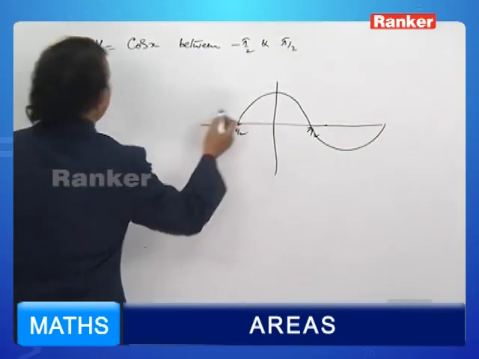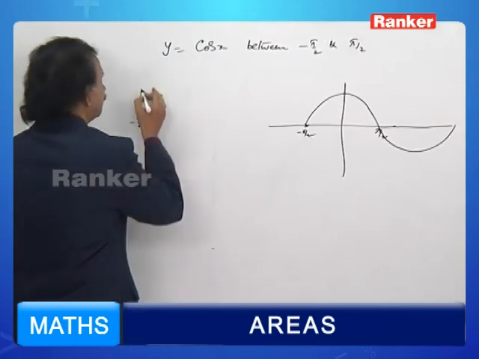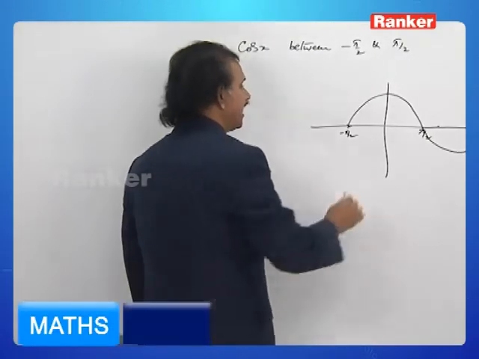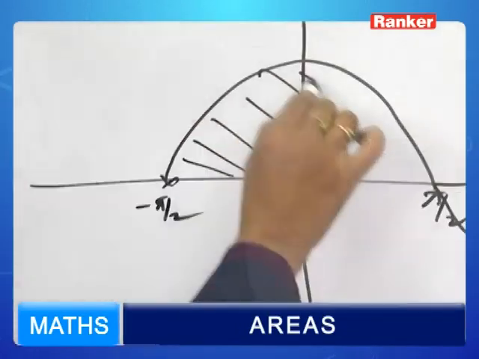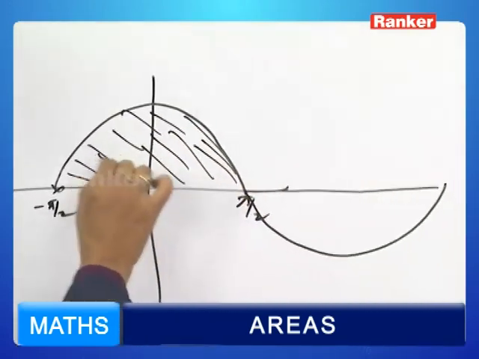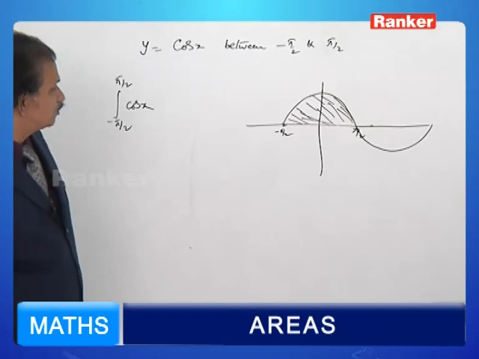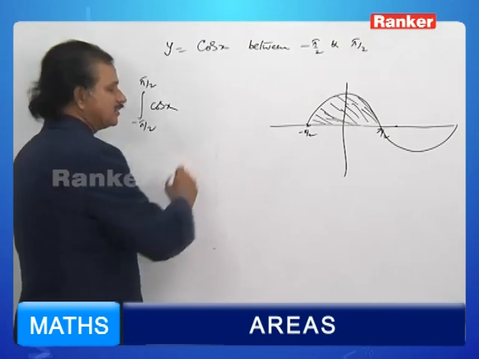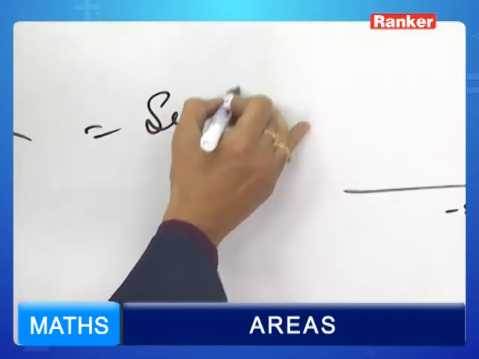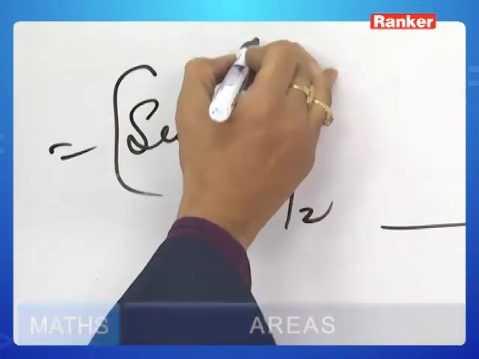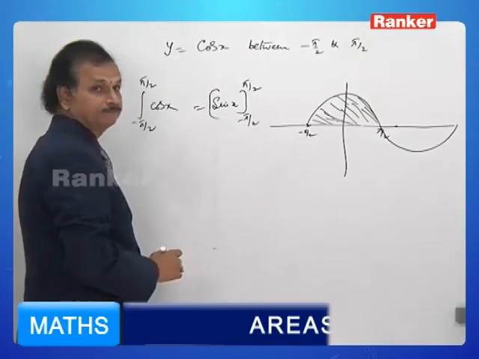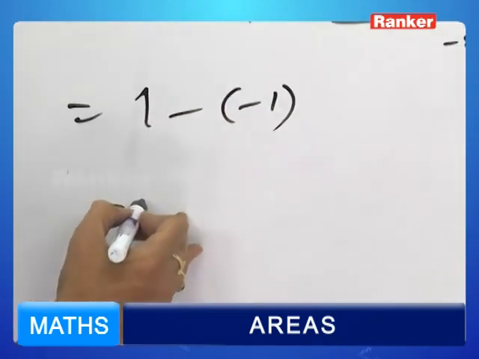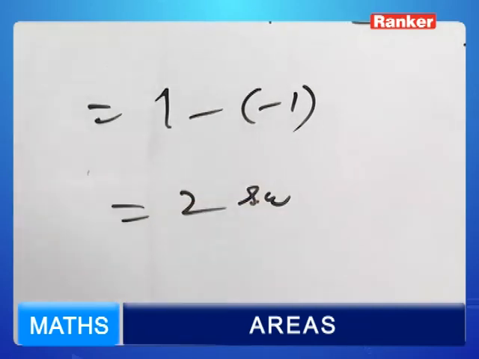Well, what is the area between minus pi by 2 to pi by 2 of cos x dx? Here we are lucky to have the graph entirely above the x-axis. Between minus pi by 2 and pi by 2, it is above the x-axis. Hence the answer is, what is the integral of cos x? Sin x, between the limits minus pi by 2 to pi by 2. Sin pi by 2 is 1, sin minus pi by 2 is minus 1, 1 minus of minus 1 is 2 square units.